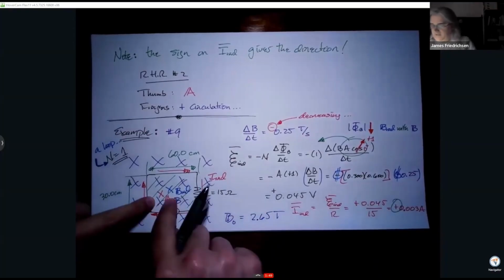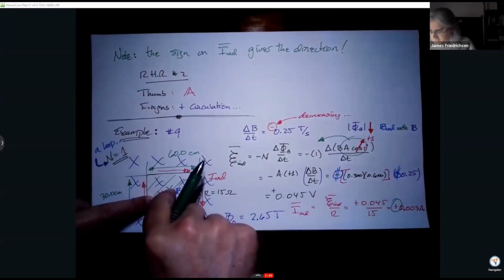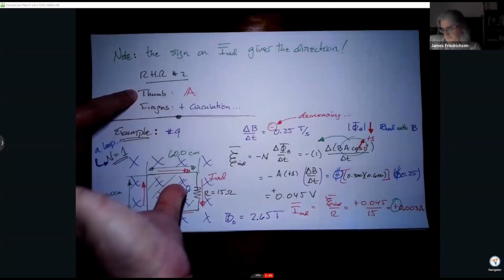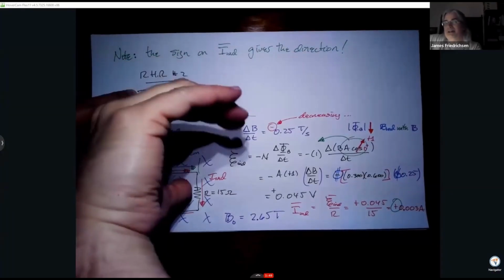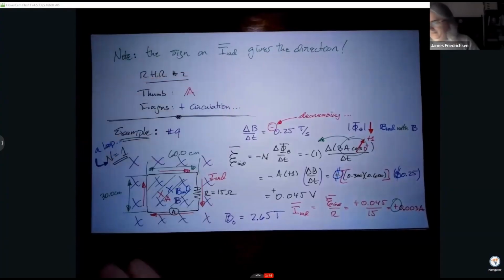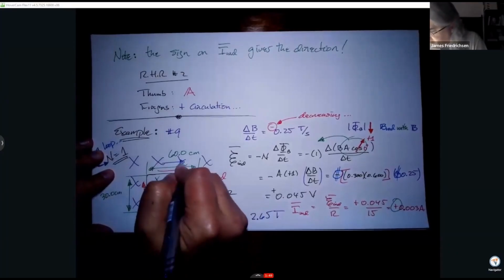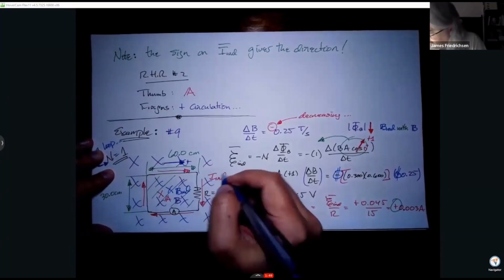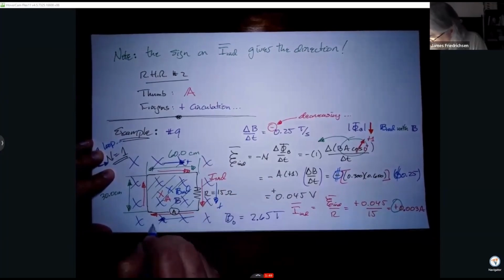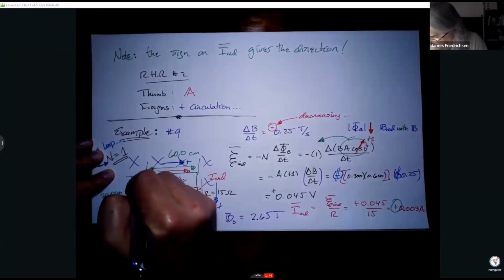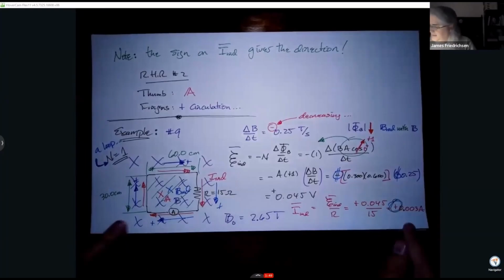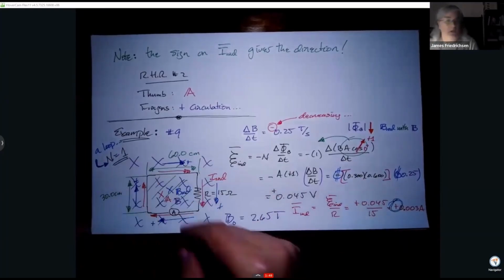Since I picked the area vector to go into the page, and I put my thumb in that direction, then my fingers wrap around in the positive circulation, which is going to be clockwise. So that means this way is positive. And our answer came out what? Positive. So then the current should go clockwise.